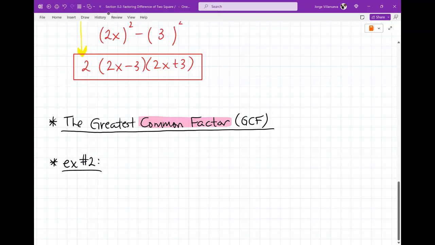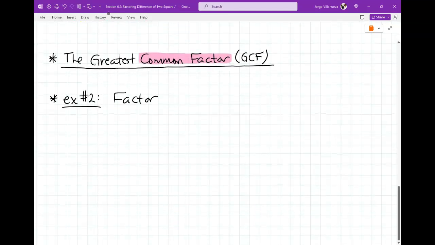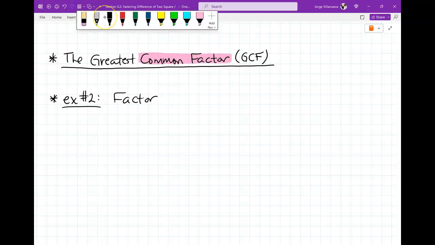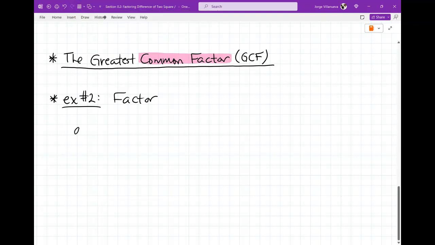So let me write down example 2 here. We're going to factor. And you guys have 6 of these type of questions, so we'll do 3 of them here. So here's the first one. So we'll try this one here. 16 plus 8k plus 48k squared.